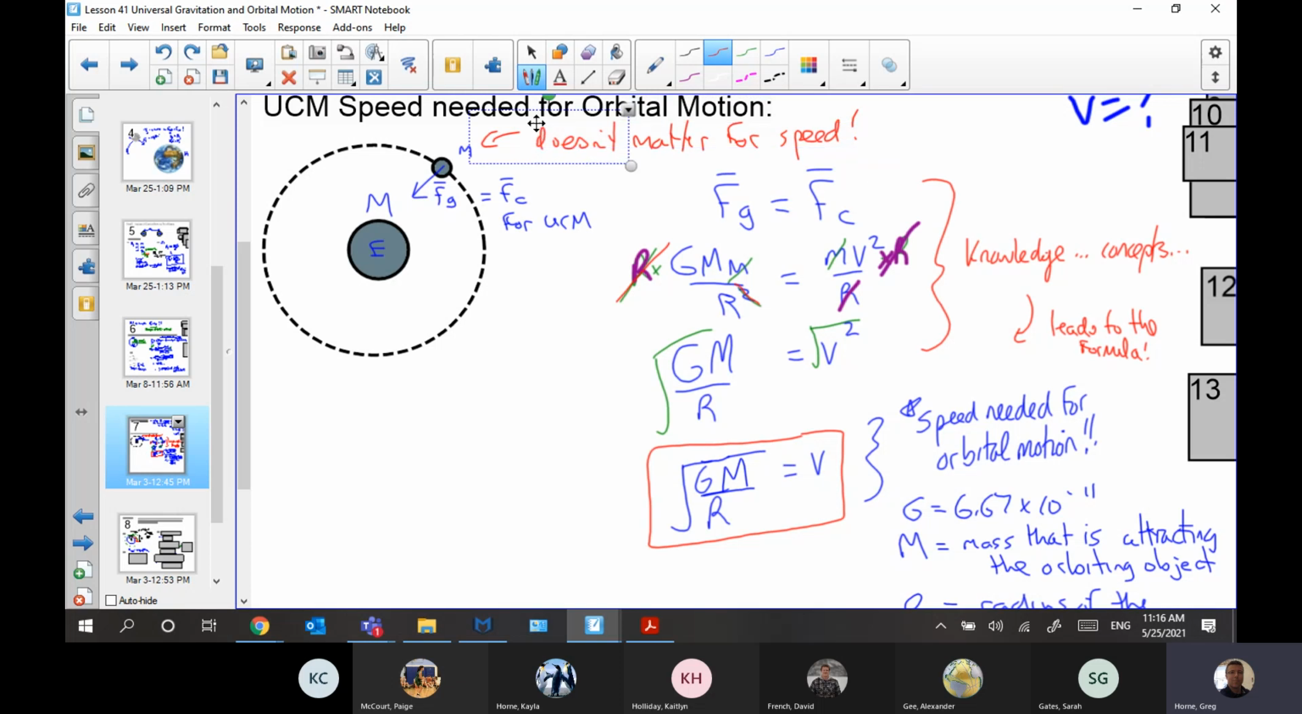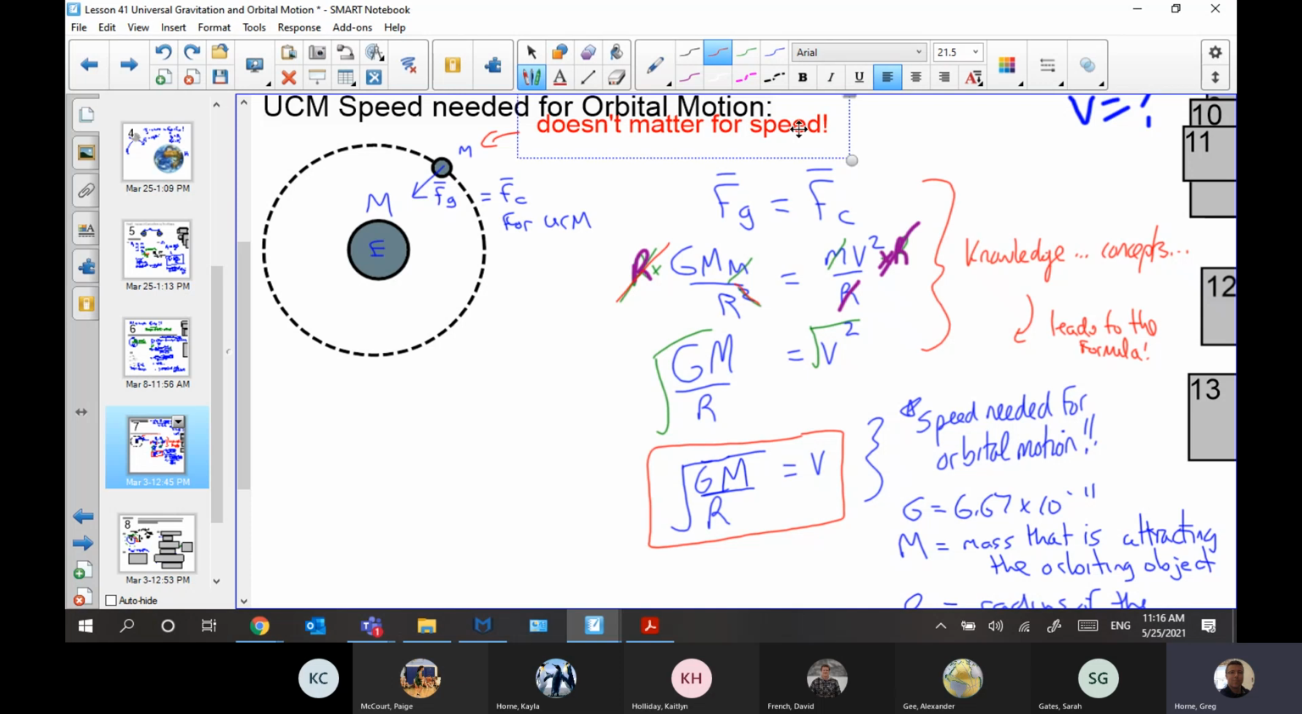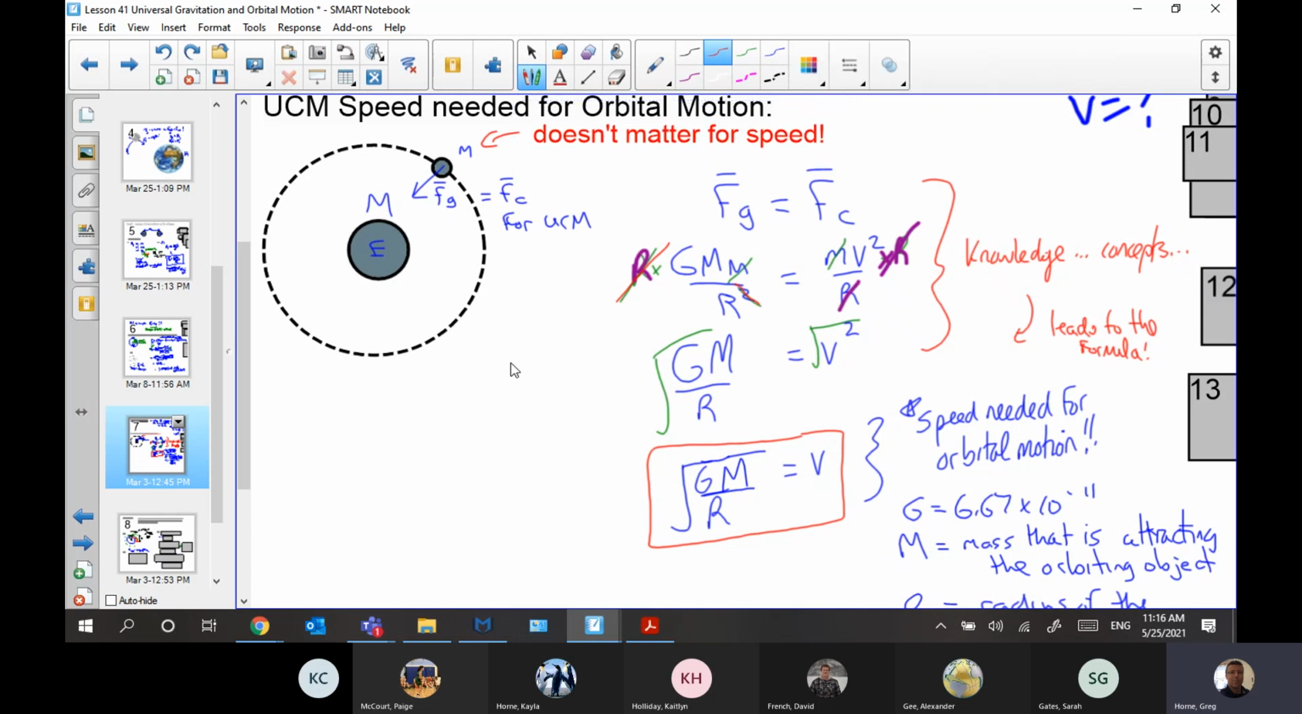I had my hand in a bad spot for the screen here. I'm wondering if I can make it look awesome. Doesn't matter for the speed. There we go. Look how good my handwriting is. Doesn't matter for, yeah, the word looks weird.